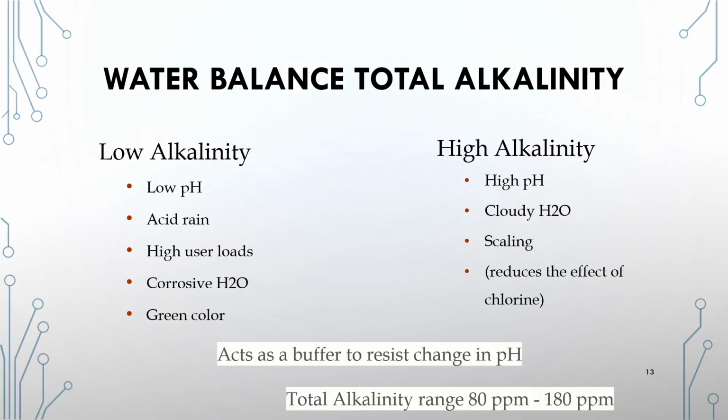Going over total alkalinity now. If a pool has low alkalinity, you usually have a low pH. The total alkalinity is a buffer and a measure of the ability of water to resist changes in pH. Total alkalinity is like an anchor for keeping pH where it should be. So if your pH is low, it means your alkalinity is low. If pH is high, alkalinity is probably high. The ideal range is from 80 to 120, but the city allows for the range to be 80 to 180.